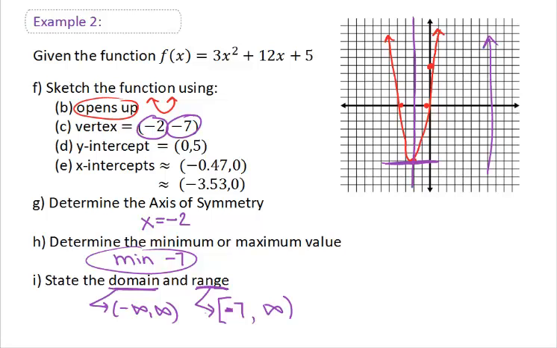So this is where I'm going to stop this video. I have one more video of a third example that goes over the formula for the vertex one more time, and it shows you something interesting that can happen with your x-intercept.